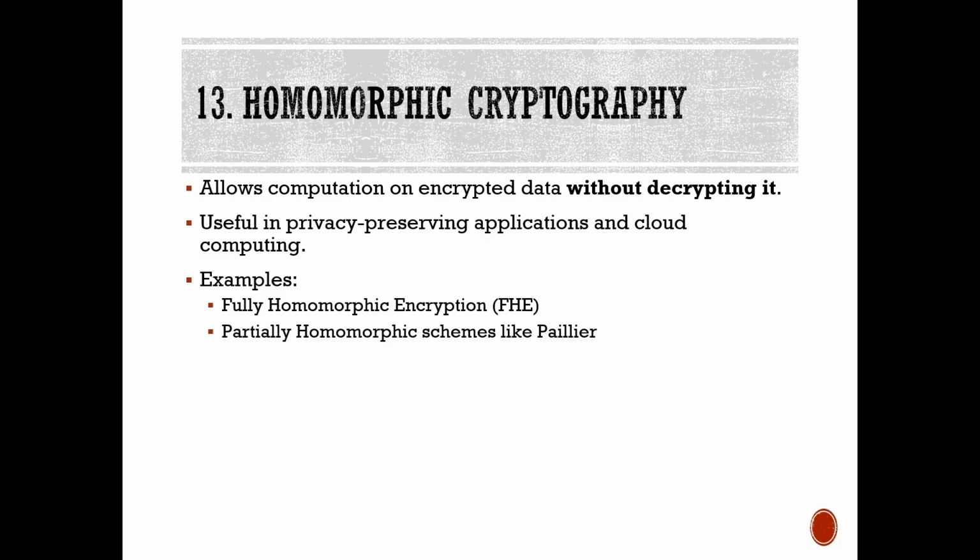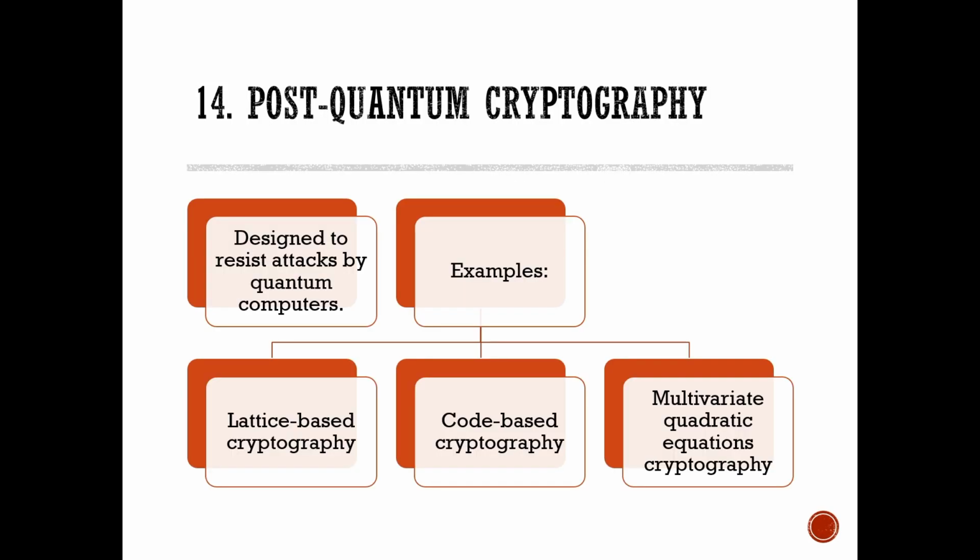Another type of cryptography is homomorphic cryptography, which allows computation on encrypted data without decrypting it. It is useful in privacy-preserving applications and cloud computing. Some examples of this would be fully homomorphic encryption, FHE, and also partially homomorphic schemes like Paillier. And finally, we have post-quantum cryptography, designed to resist attacks by quantum computers. Some examples would be lattice-based cryptography, code-based cryptography, and multivariate quadratic equations cryptography.